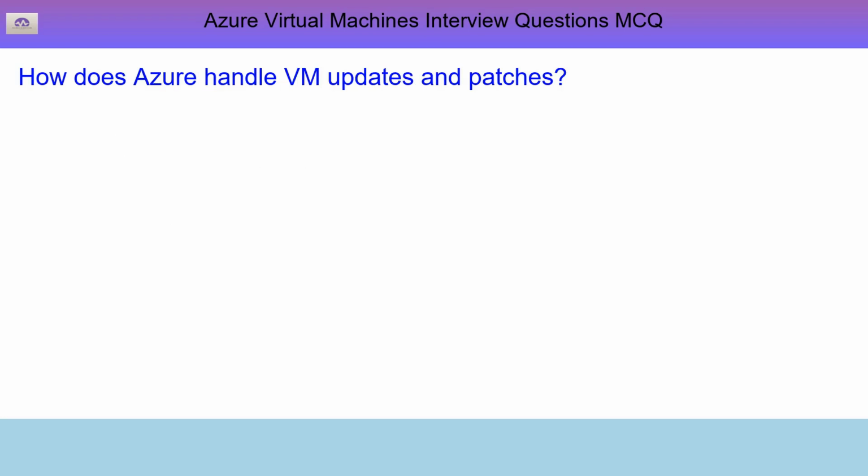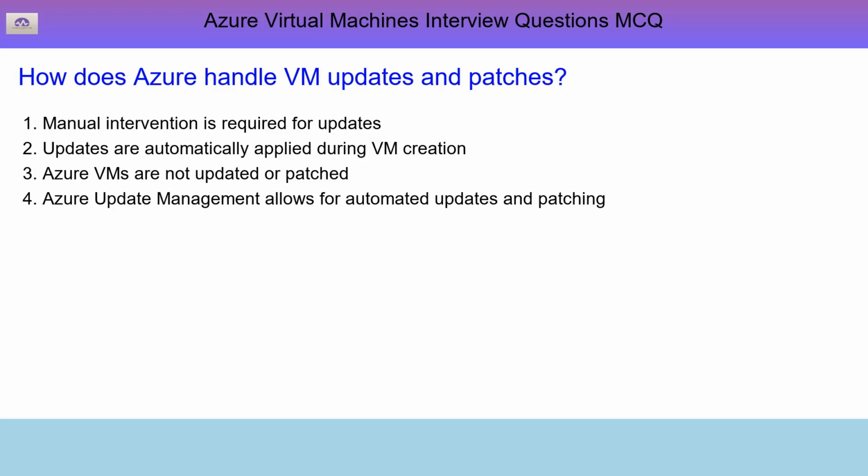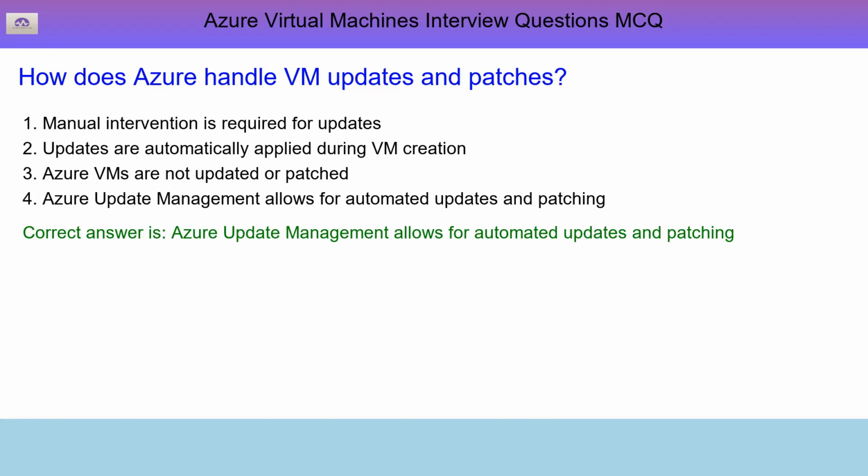How does Azure handle VM updates and patches? Here are your options. 1. Manual intervention is required for updates. 2. Updates are automatically applied during VM creation. 3. Azure VMs are not updated or patched. 4. Azure Update Management allows for automated updates and patching. The correct answer is Azure Update Management allows for automated updates and patching.